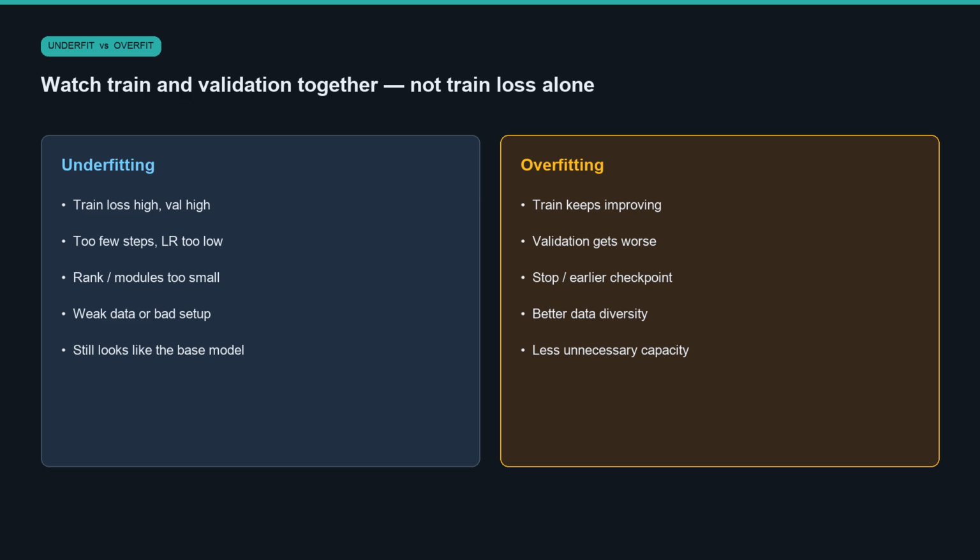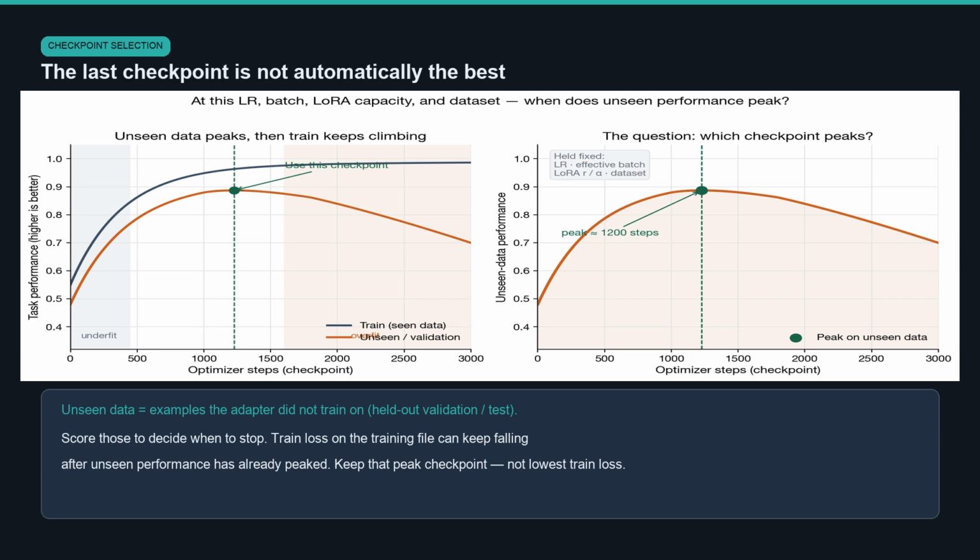Training loss alone is not proof the model is good. The last checkpoint is not automatically the best. Unseen data means examples the adapter did not train on, a held-out validation or test set. You score those to decide when to stop. Training loss on the training file can keep falling after performance on unseen data has already peaked. Keep the checkpoint where unseen metrics peak, not the step with the lowest training loss. Ask, at this learning rate, batch, rank, and dataset, at which checkpoint does unseen performance peak?